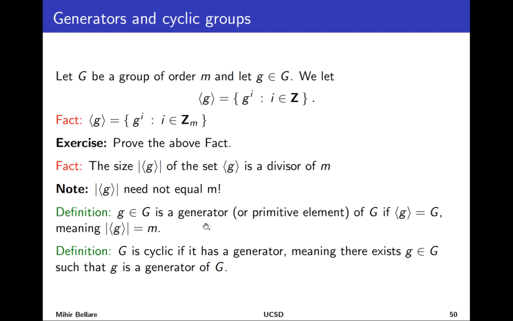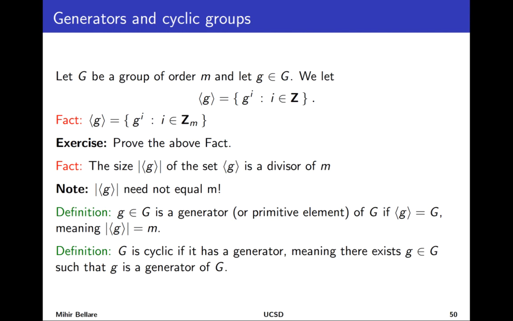If you look across the group, some points will be generators according to this definition, but some may not. We call a group cyclic if it has some generator, meaning there exists a point g in the group such that g is a generator of the group. Not all points in the group need have this property. There may be a generator and plenty of other points that are not generators, and there may be no generator at all, in which case the group is not cyclic.